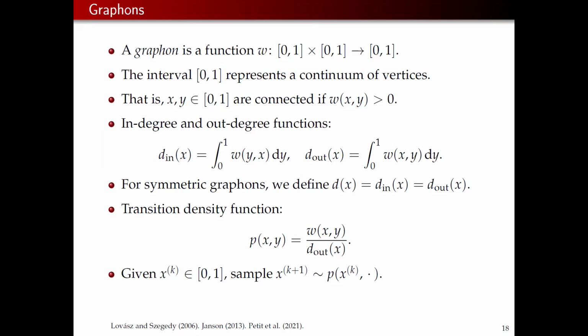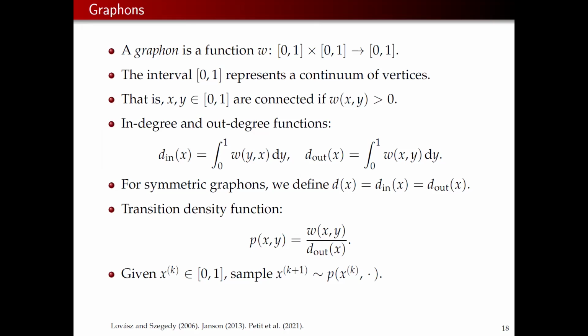And then just like for graphs where you define in and out degrees, we define here in and out degree functions. For the matrix case, these are just the row sums and the column sums. But here we now have to compute these integrals. And if the graph is symmetric, which means W of x, y is the same as W of y, x, then the in and out degrees are the same, and we just call this d of x. And then we can define a transition density function, which tells us that if I start in x, how likely it is to jump to y. This is what we need to define a random walk.